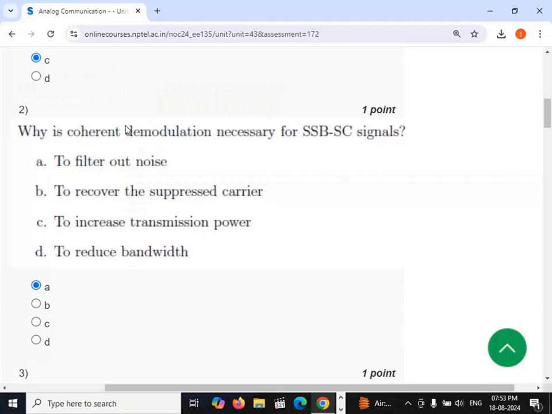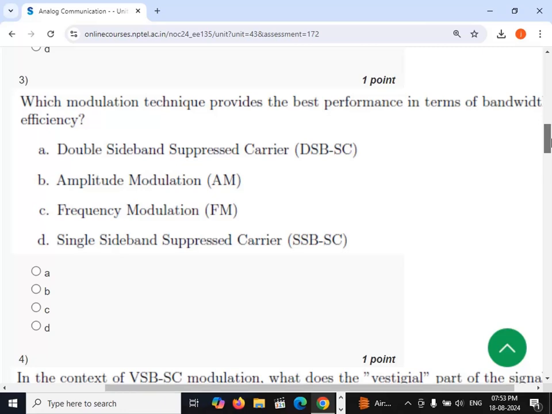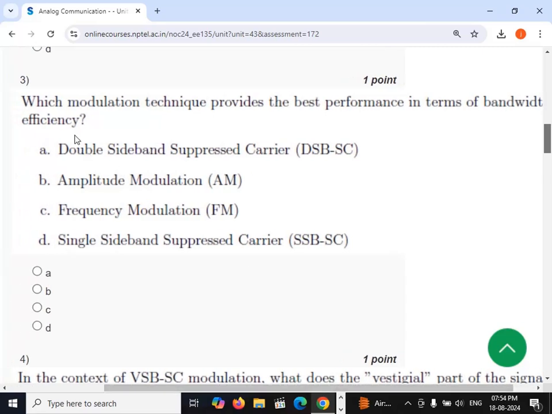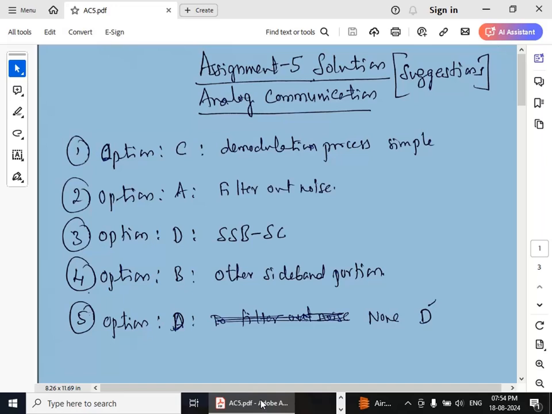Third question. Which modulation technique provides the best performance in terms of bandwidth efficiency? The answer is option D. Single sideband suppressed carrier. Option D, single sideband suppressed carrier.